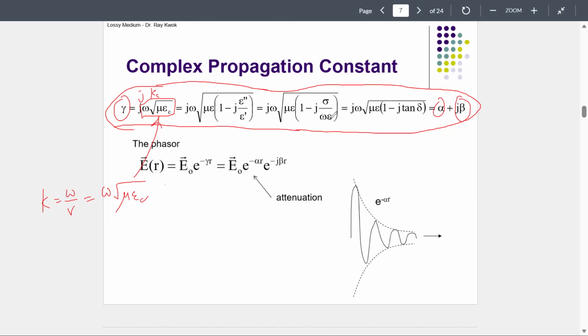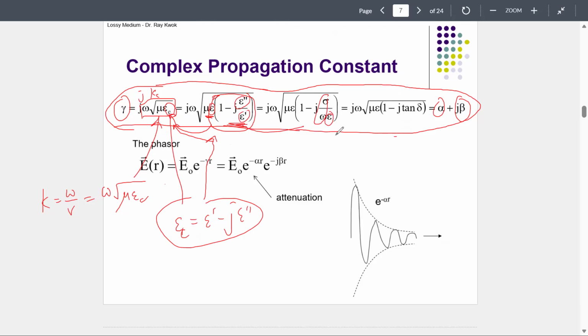We can also write the complex epsilon as epsilon times (1 minus j epsilon double prime over epsilon prime), because we did that. Epsilon_c is equal to epsilon prime minus j epsilon double prime. Epsilon double prime is sigma over omega, epsilon prime is the same epsilon, so all these definitions are the same. And epsilon double prime over epsilon prime is what we call loss tangent.